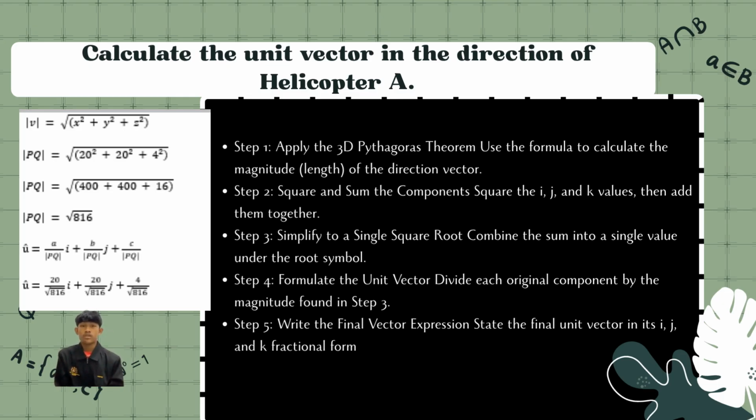Next, we calculate the unit vector in the direction of the helicopter. A unit vector is a vector with a magnitude of 1, representing only the direction of motion without considering the magnitude. To find the unit vector, we divide the direction vector by its magnitude. First, we calculate the magnitude using the square root of the sum of squares of the components. After finding the magnitude, we divide each component of the direction vector by this value. The result is the unit vector that represents the exact direction of the helicopter's movement.